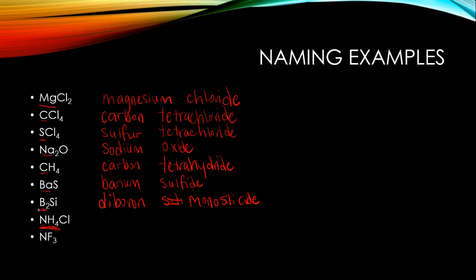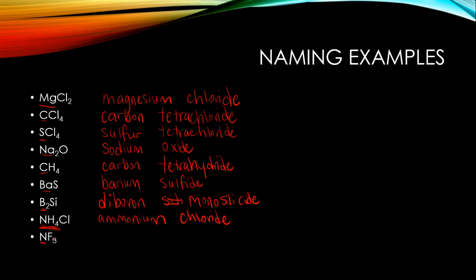So bells and warning whistles should be going off in my head. This right here is a polyatomic ion. It's a positive polyatomic ion. So this is an ionic compound. We just name the ions. The first ion is called ammonium, and the second ion is chlorine. We're going to change it to chloride. So ammonium chloride.